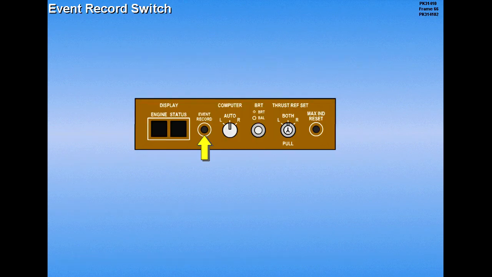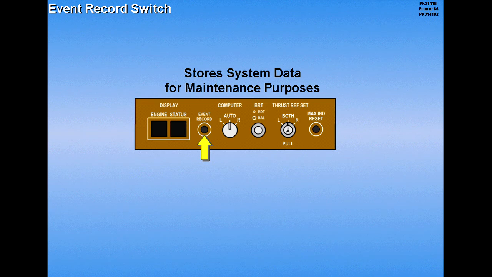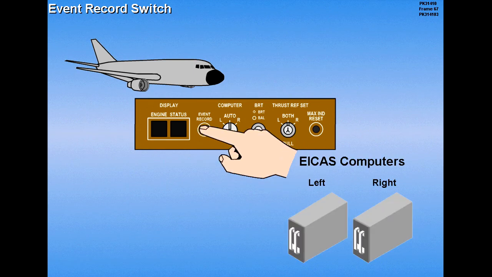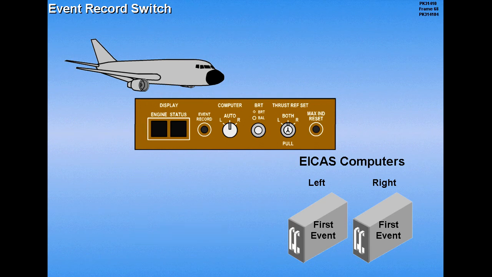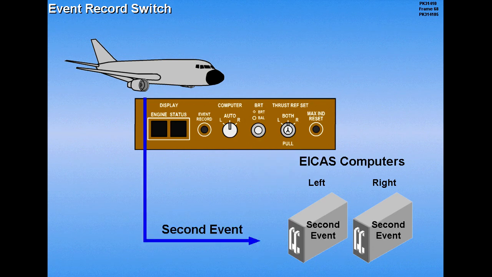The event record switch is used to store system data in EICAS memory for maintenance purposes. Pressing the switch records the current EICAS data from all aircraft systems. EICAS memory only retains information from the last event. Each press of the event record switch erases the previous data and records the current EICAS data.